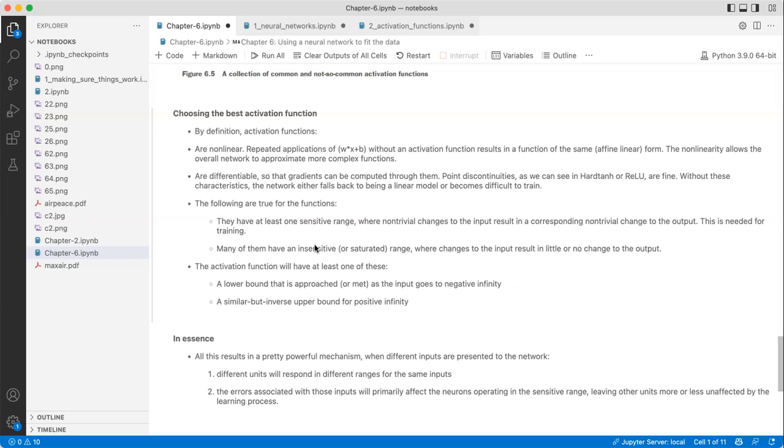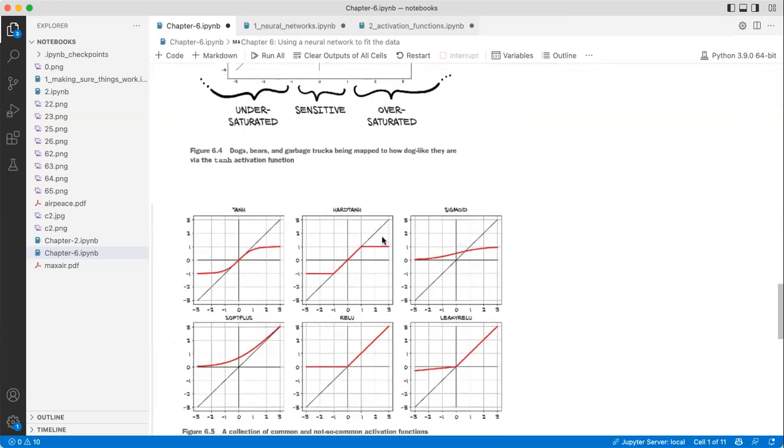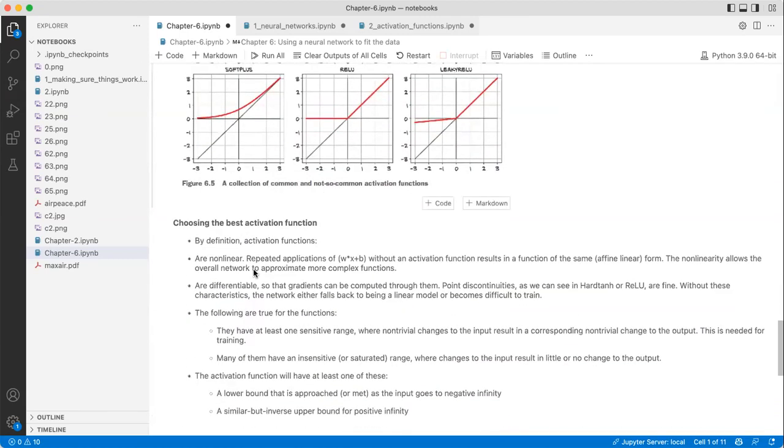And then most of them, or many of them, have an insensitive, saturated range where changes in the input barely change the output. In this kind of location, if you change your input, the change in the output will not be that significant. It falls within this range, but not all of them have this property.